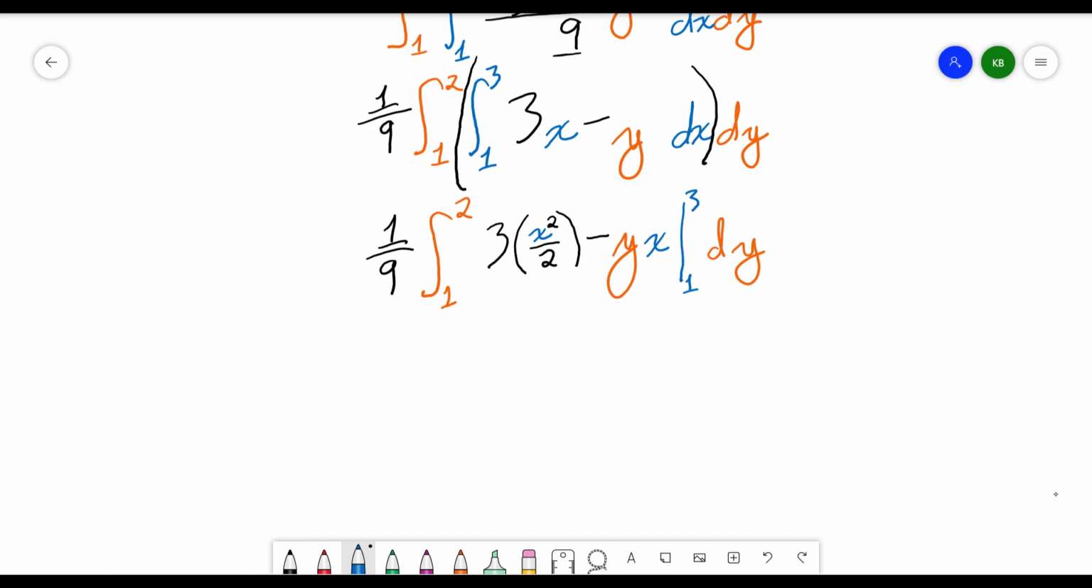So when I integrate with respect to x, I'll end up with 3 times x squared over 2 minus y times x, taken over 1 to 3. And again, I can think about this as still being in parentheses because I haven't evaluated it on the 1 to 3 interval yet. So now I'm going to evaluate on my 1 to 3 interval, plugging in 3 first, then subtracting from that, plugging in 1.